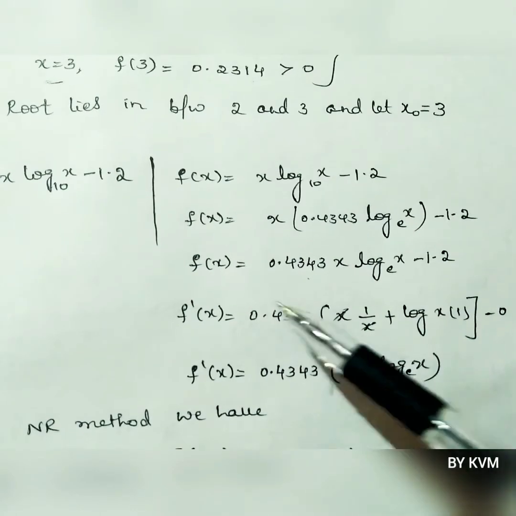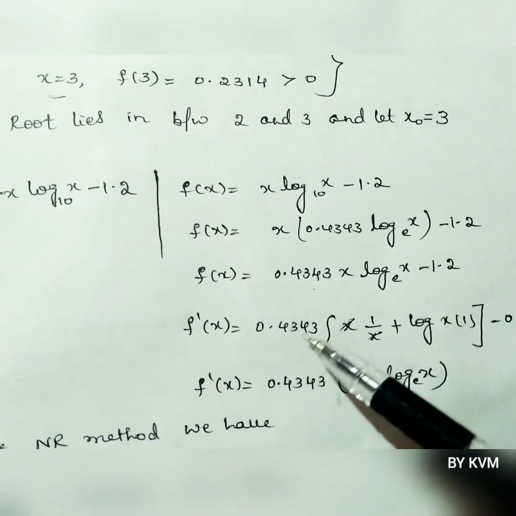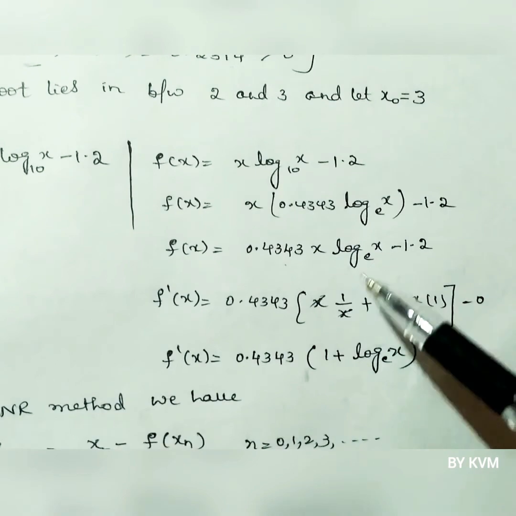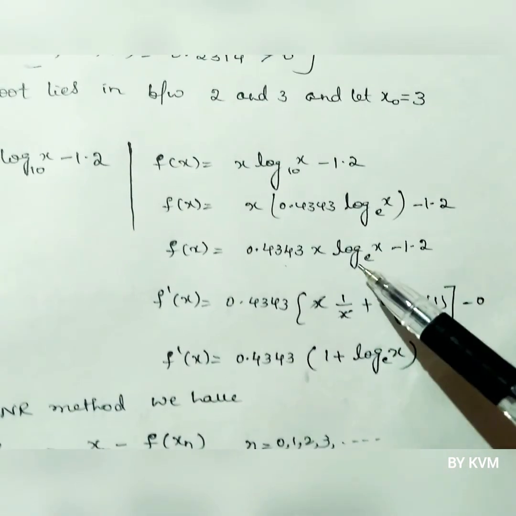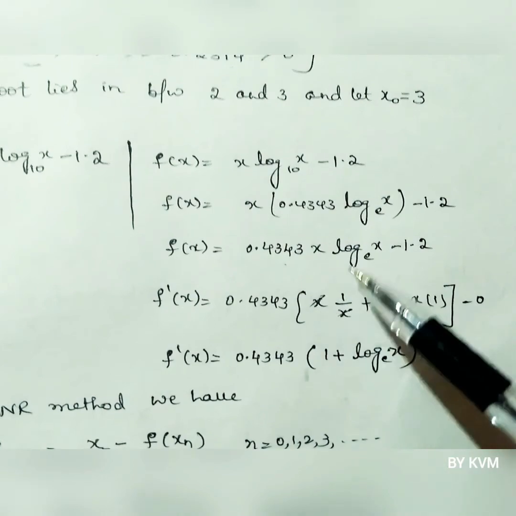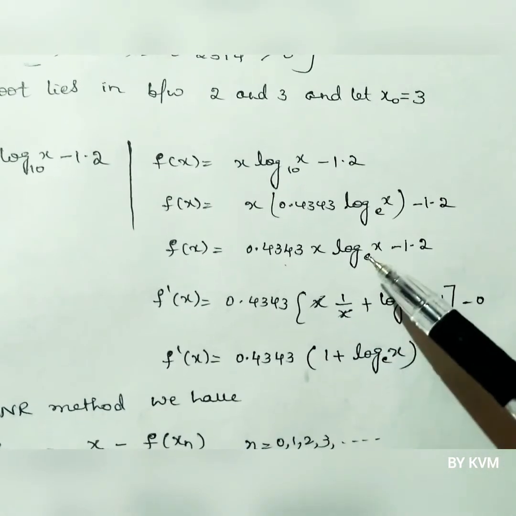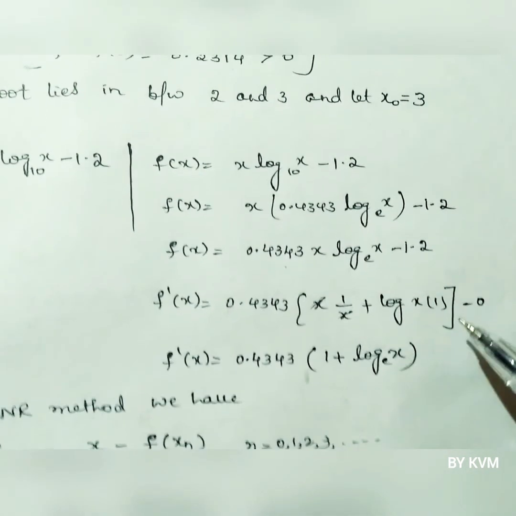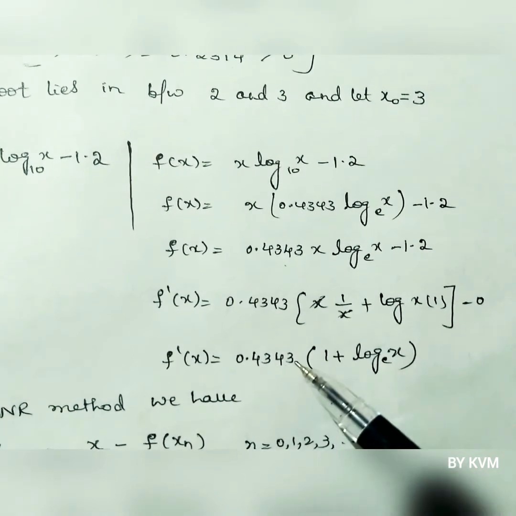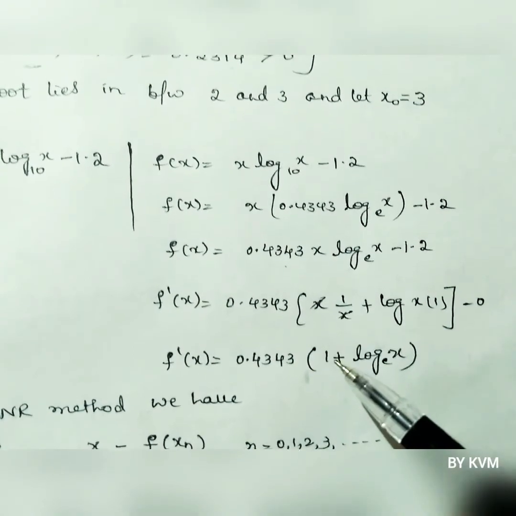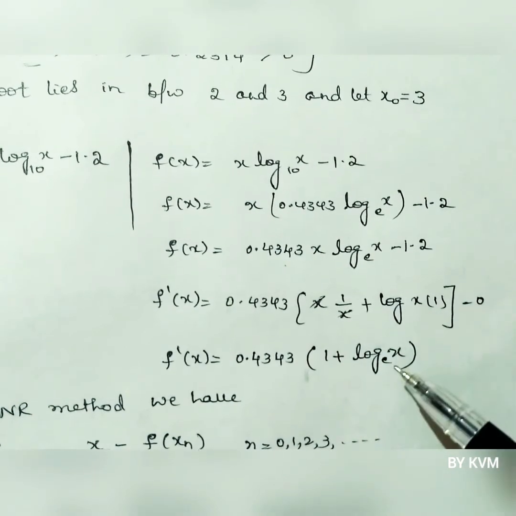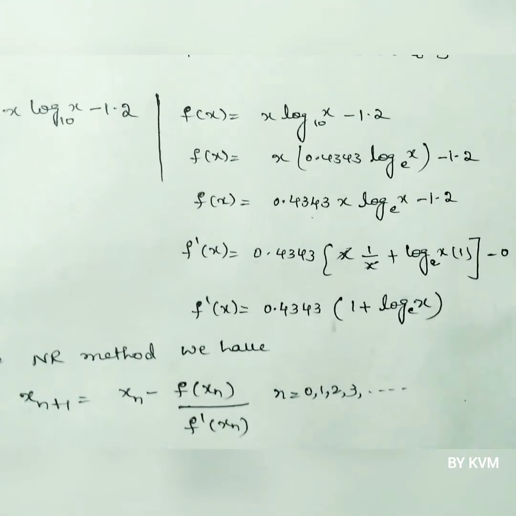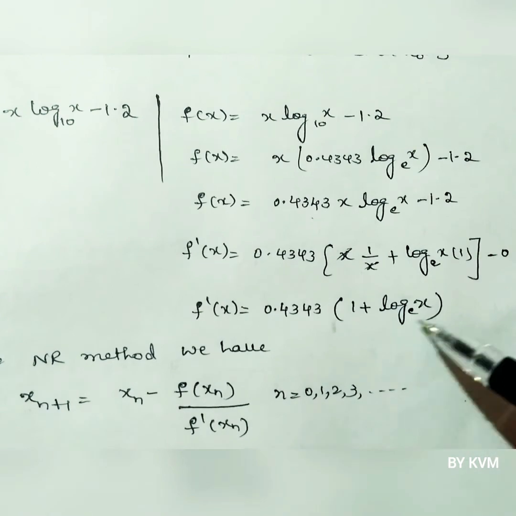Now find the derivative of f of x. So f dash of x is 0.4343, a constant, into, now apply the product rule. There are two functions. First function is x, second function is log x to the base e. So x into the derivative of log x, which is 1 by x, plus log x into the derivative of x, which is 1. Derivative of 1.2 is 0. So f dash of x is 0.4343 into, x gets cancelled, so the remaining terms are 1 plus log x to the base e. By default the base is e here. So f dash of x is 0.4343 into 1 plus log x to the base e.